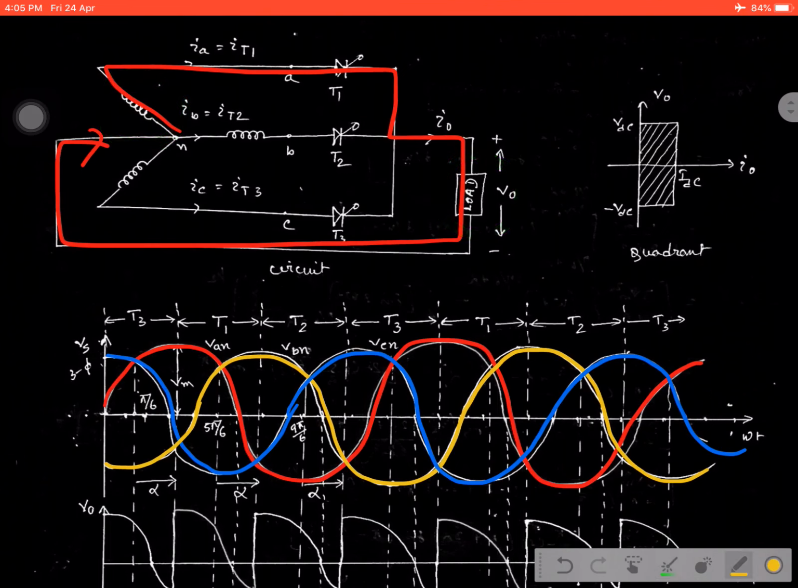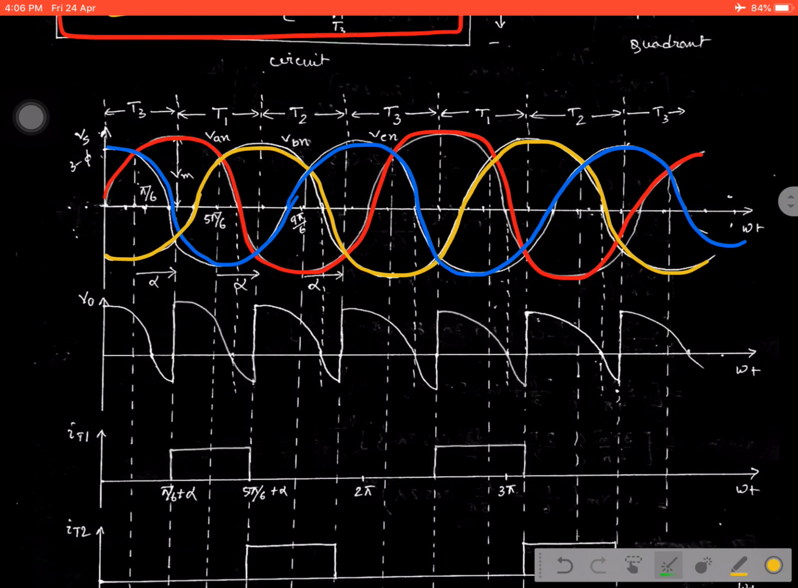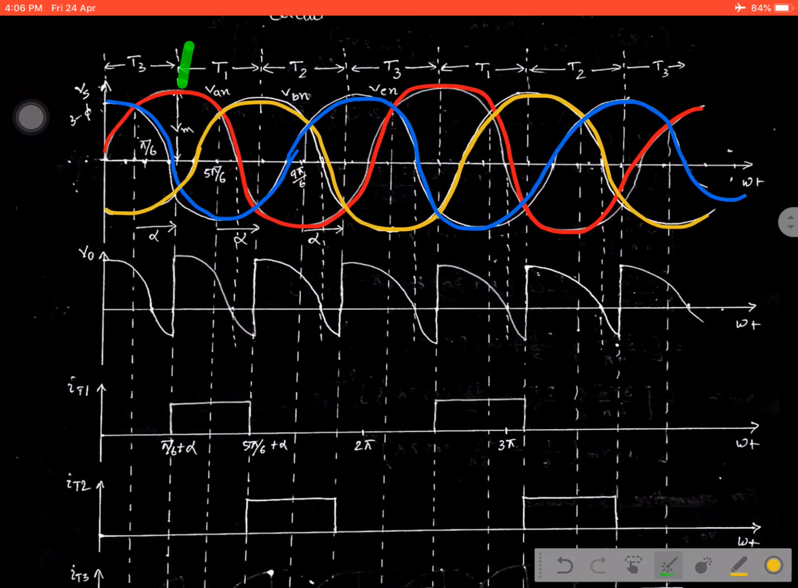Similarly, that happens for the next phases also. When T2 is triggered, the current starts flowing in this direction, and the supply voltage of phase B is reflected on the load immediately. T3 is the same. When T1 starts conducting after giving the firing angle at the point pi by 6 plus alpha, this is the voltage appearing across the load. It takes the same shape as the supply up to the next triggering pulse, which is given at pi by 6 plus alpha to the next switch.